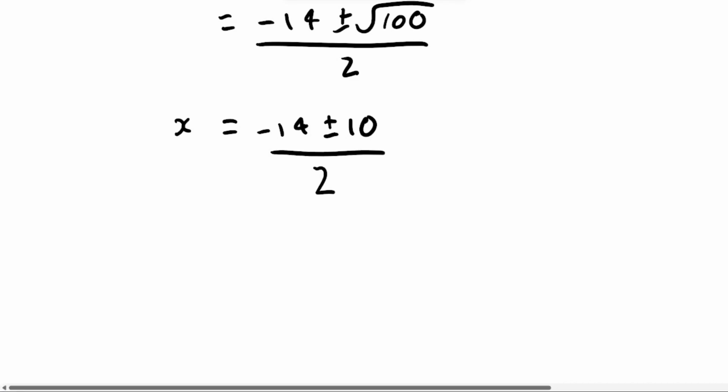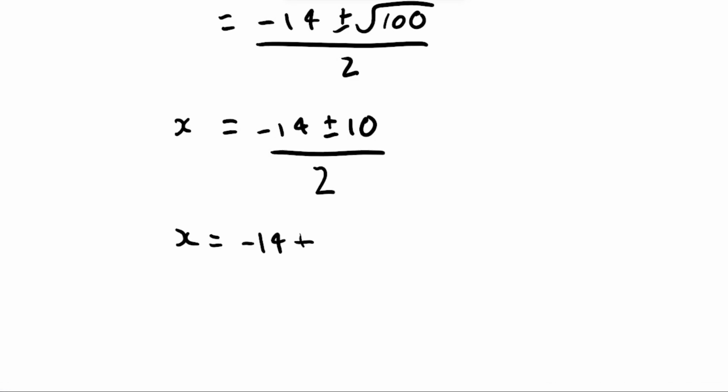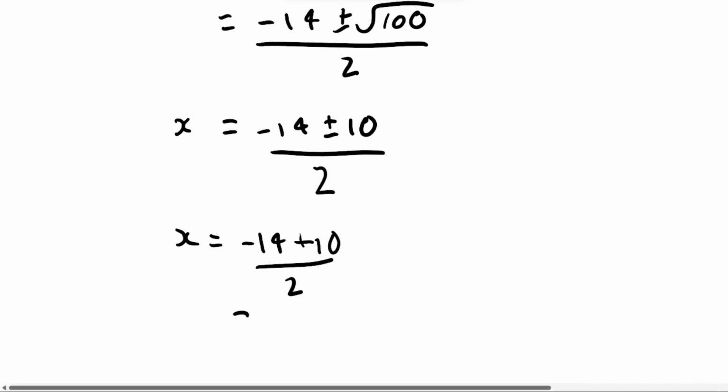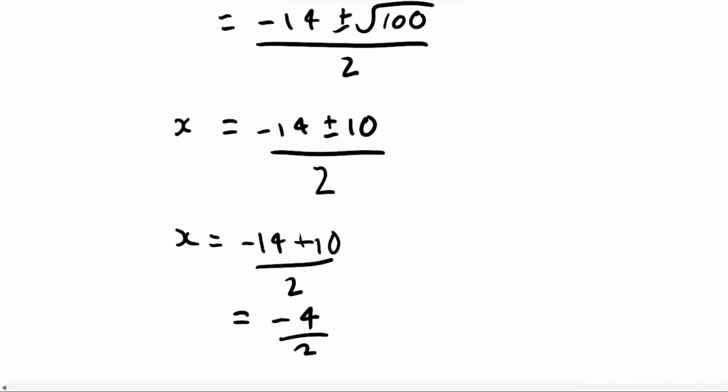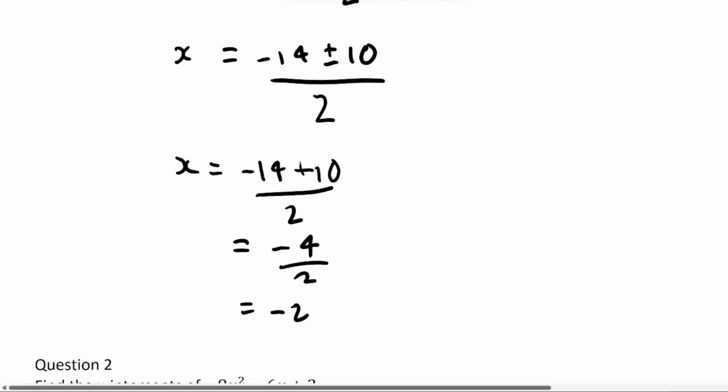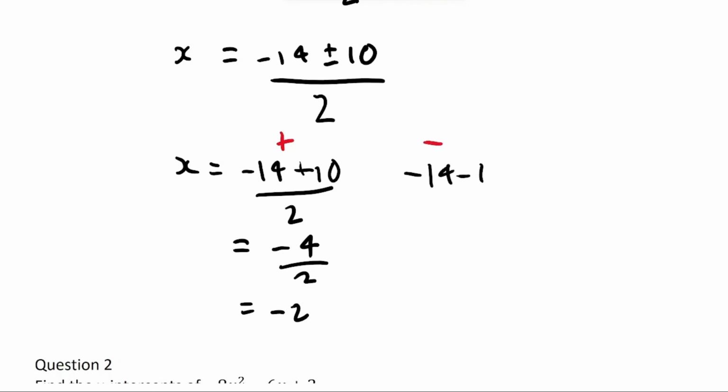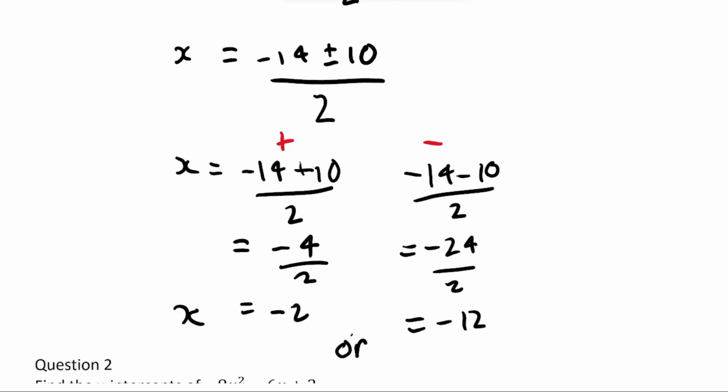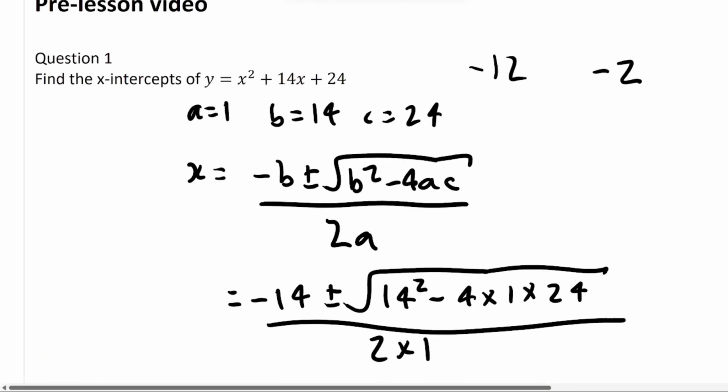So if I take the plus version, that would be minus 14 plus 10 over 2, which is minus 4 over 2, which is minus 2. That's sort of like our plus version. Now let's look at our minus version. That's minus 14 take 10 over 2, which is minus 24 over 2, which is minus 12. So x equals minus 2 or x equals minus 12. Those are our two answers. That's what we got from the last video.